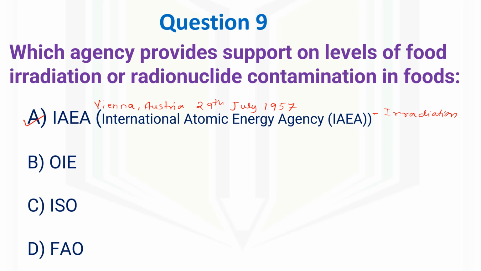The second organization is OIE, that is World Organization for Animal Health. So this is an intergovernmental organization. It was founded in 1924 and its headquarters is at Paris, France.